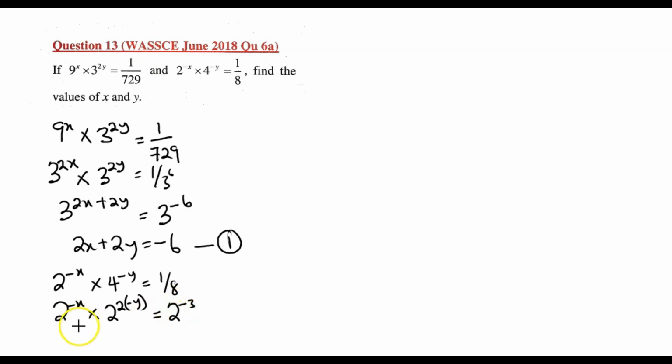So in simplifying, you realize that you are going to get 2 to the power negative x minus 2y, and that should be equal to 2 to the power negative 3. So doing away with the common base for both sides, or finding the antilog to the base of 2 for both sides, you are going to end up getting negative x minus 2y, and that should be equal to negative 3. So that is our equation 2.